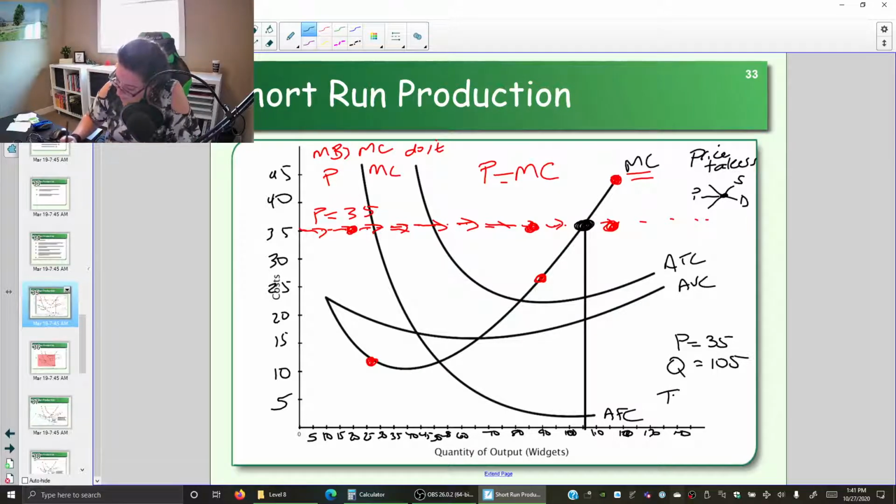Well, how much total revenue, how much total money coming in will we make? So how do we calculate total revenue? We've talked about this before. Total revenue is equal to price times quantity. So the total revenue from selling 105 units at 35 bucks a piece is 35 times 105.